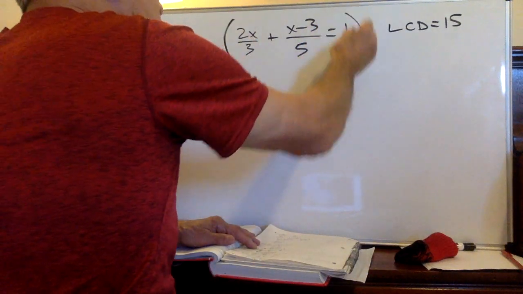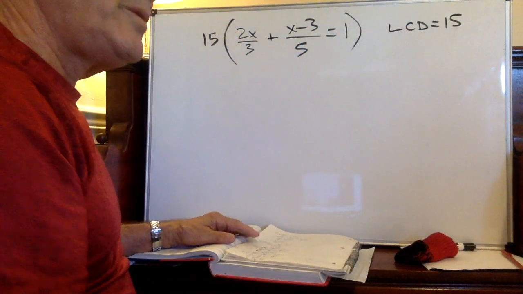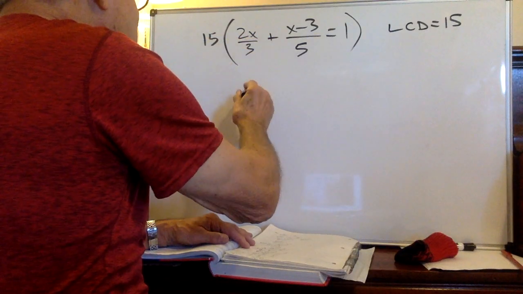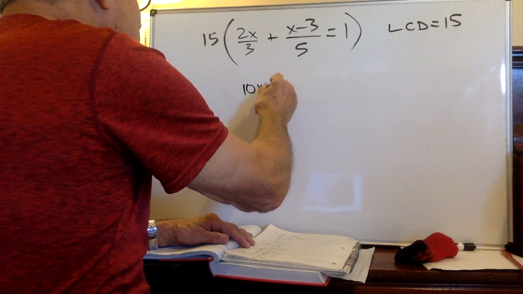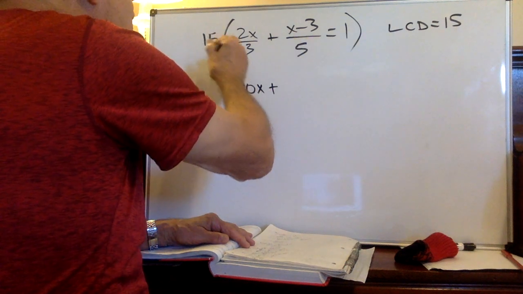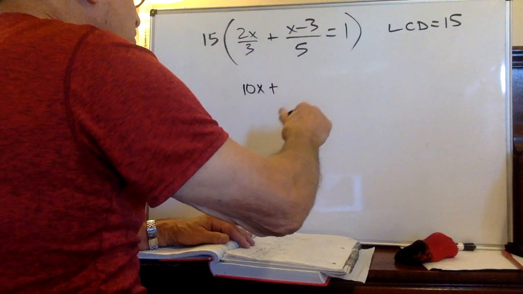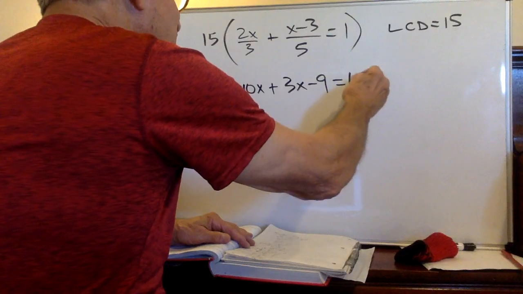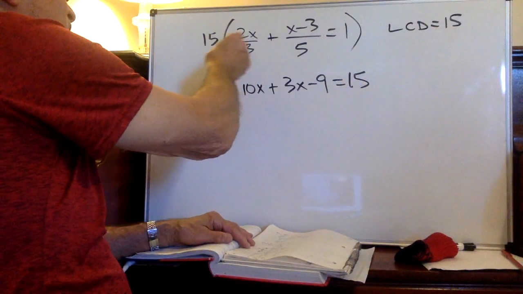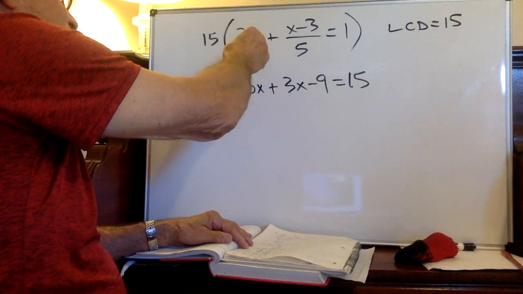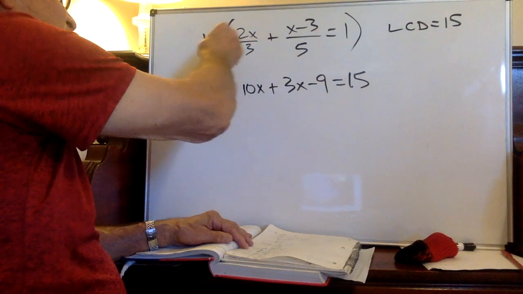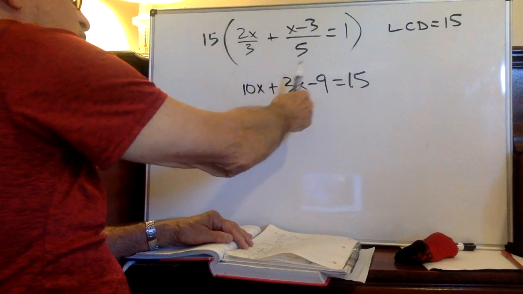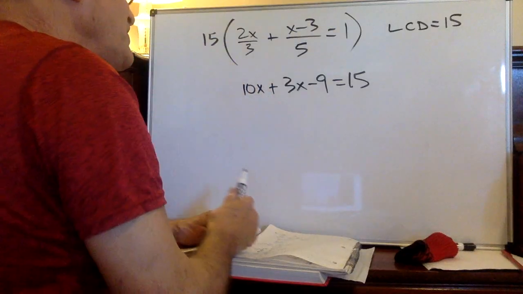So I'm going to use super parentheses, and I'm going to multiply every term on both sides of the equation by 15. 3 goes into 15 5 times. 5 times 2x is 10x. Plus 5 goes into 15 3 times, so it's 3 times the whole numerator. 3x minus 9 equals 15. 15 times this, you get 30x over 3, which is 10x. 15 times that, the 5 goes into 15 3 times, 3 times the whole numerator, 3x minus 9 equals 1 times 15.